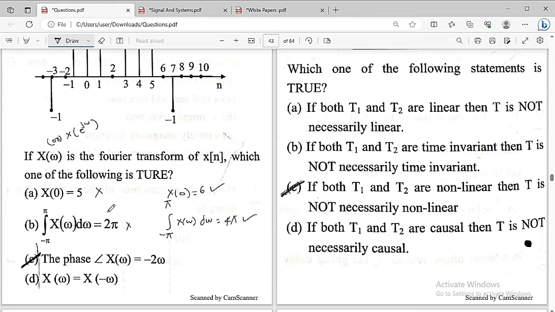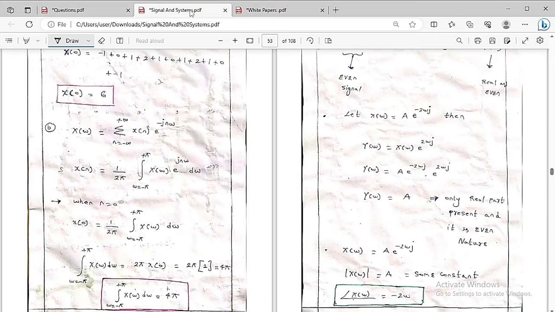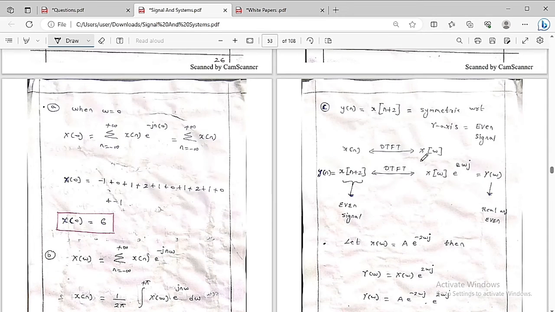Now let's go for option C. What have they given in option C? The phase angle of X of omega is equal to minus 2 omega. Now let us see whether it is true or not. So option C, now we are going to analyze.